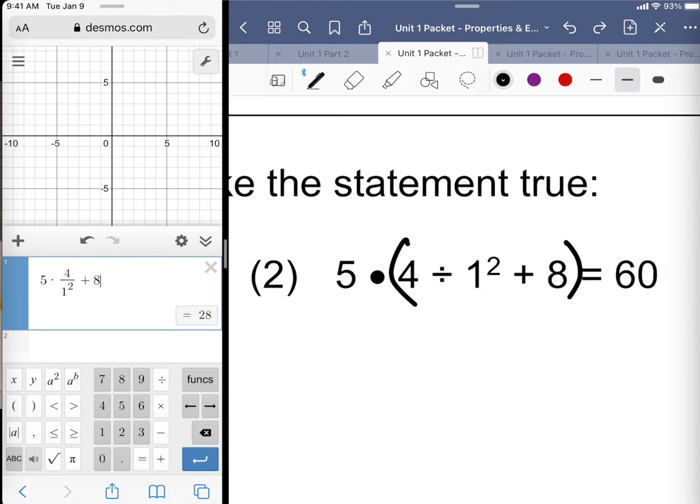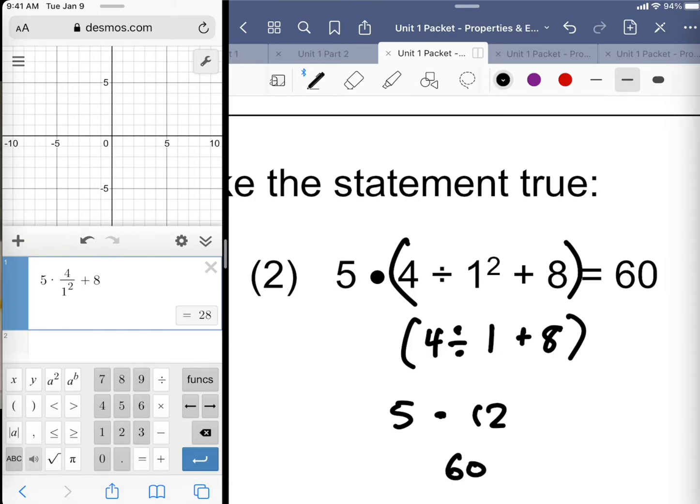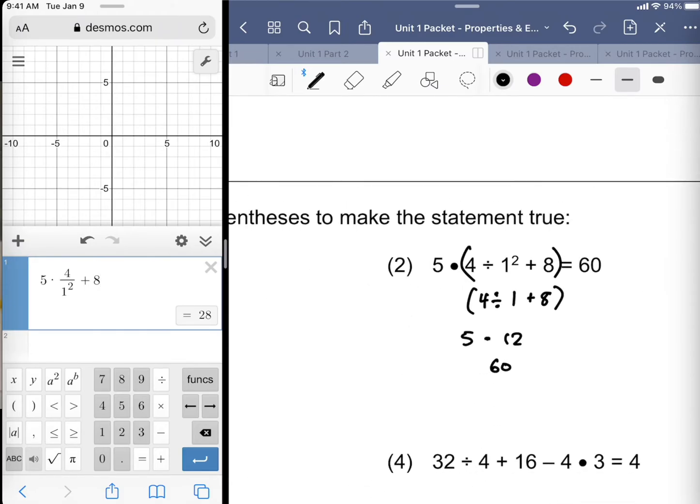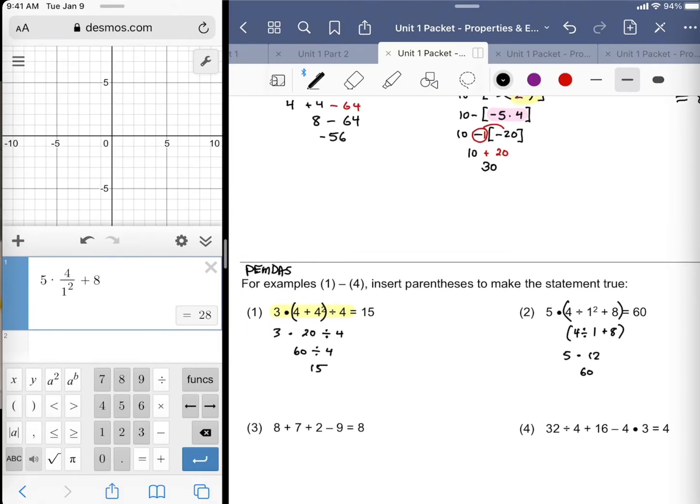So in the parentheses, I have the exponent, so that's going to become 4 divided by 1 plus 8. 4 divided by 1 is 4, plus 8 is going to give you the 12. So 5 times 12 is going to give you 60. So that plays out. But sometimes it's a matter of failing a few times in order to succeed later on.